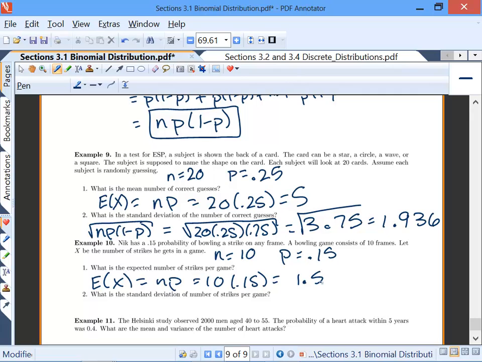Not too good. And the standard deviation is again going to be the square root of n times p times 1 minus p.